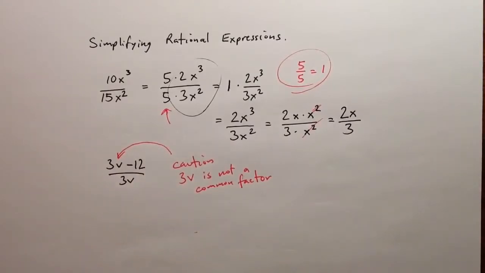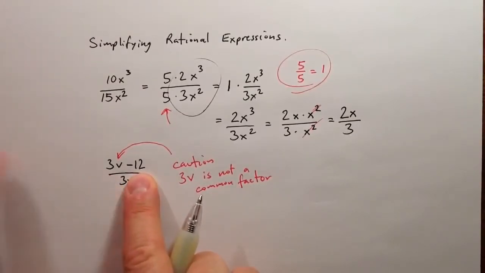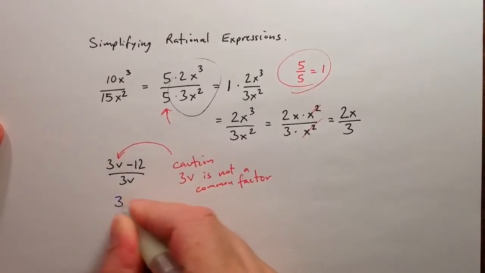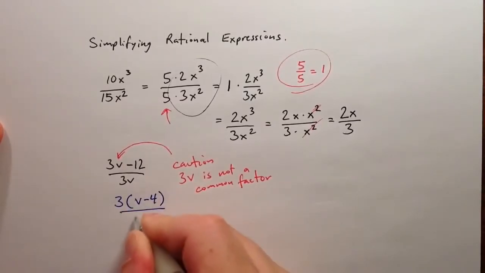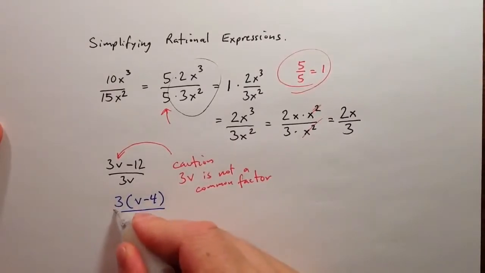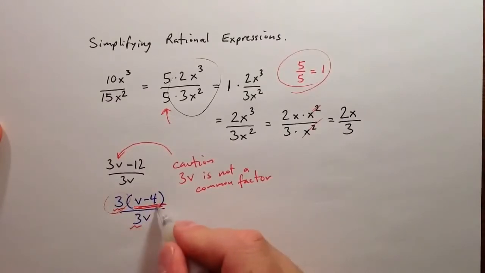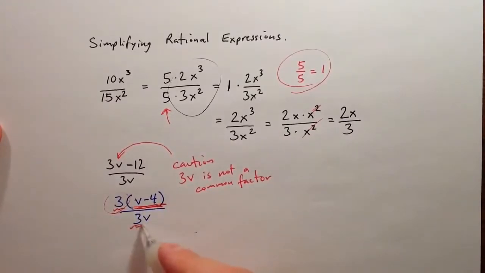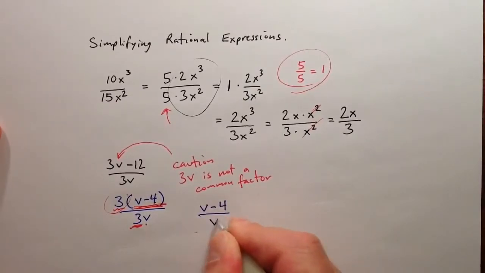We can simplify this, however, because 3 is a common factor of all the numbers. So if I factor out a 3 from up top, I'm left with v minus 4. I have 3v in the denominator, and so now 3 is something that's multiplied by everything else. So 3 is multiplied by both of the other terms, v and minus 4, and 3 is multiplied by v in the denominator, and so I can simplify the expression. It becomes v minus 4 divided by v, canceling those 3's.